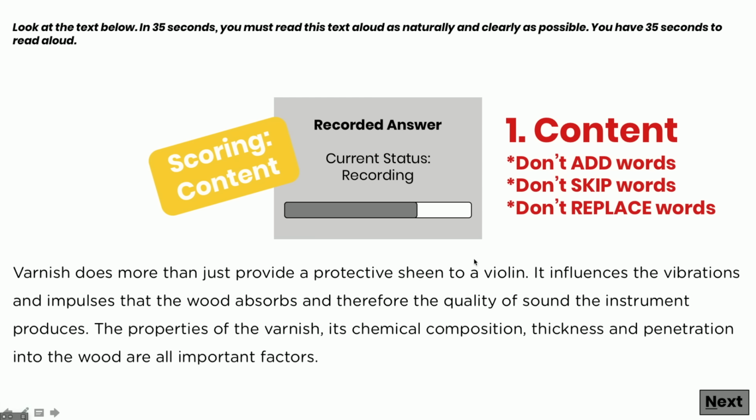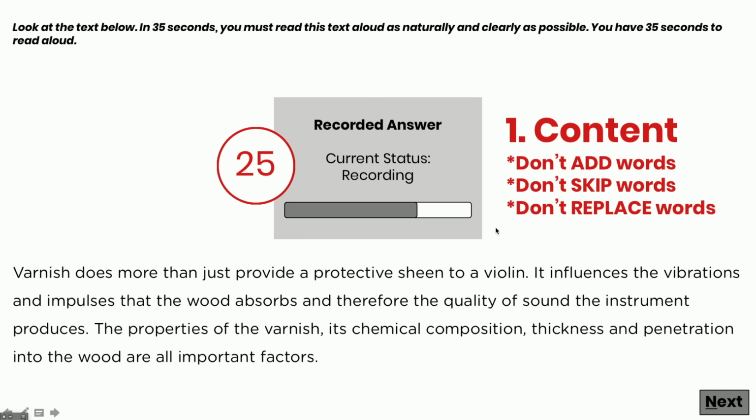Now, we're going to do a little bit of practice. And throughout this video, we're going to read the same paragraph a number of times. And each time we read it, we're going to learn something new about how to speak and deliver your speech properly. So usually on test day for a paragraph of this size, you would have about 35 seconds to prepare and 35 seconds to read aloud. But I'm just going to give you 25 seconds because we're going to read it so many times. So let's take a look. And this is the first practice. You'll have 25 seconds to not stuff up the content. Don't add words, don't skip words, don't replace words, and go.